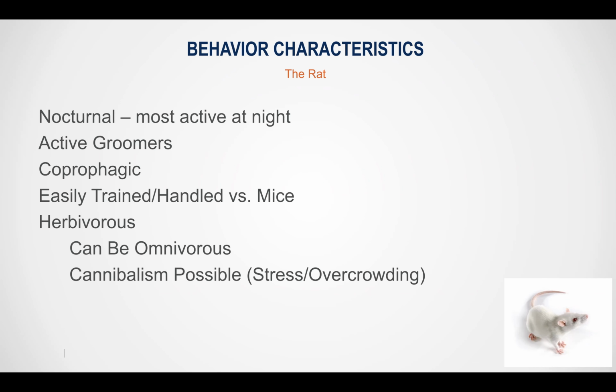They're much easier to train and to handle versus mice. But both rats and mice can be trained to be handled. It just is a lot quicker when working with rats. They are also herbivorous, but can be omnivorous. And also, again, if they are stressed and overcrowded, they can be cannibalistic.